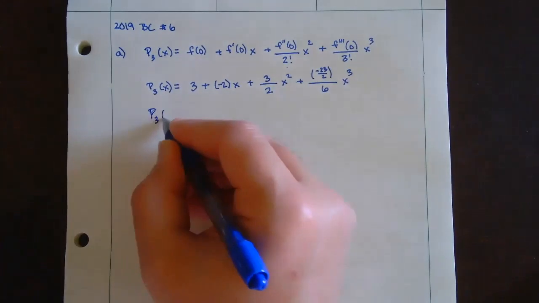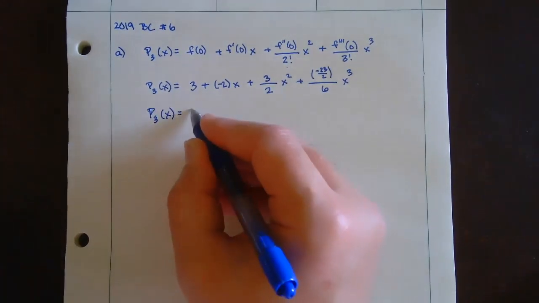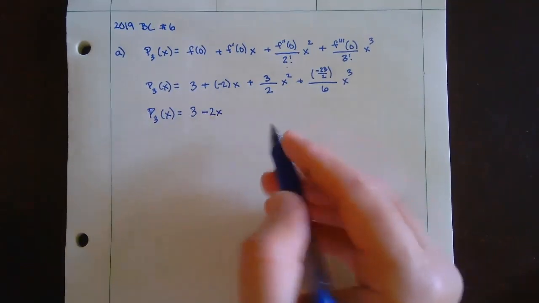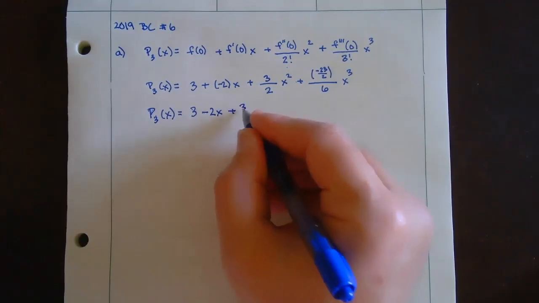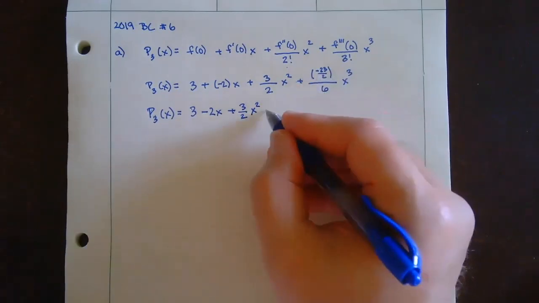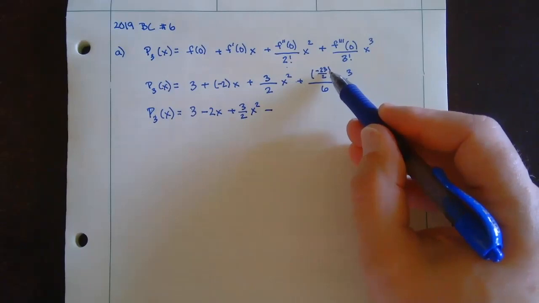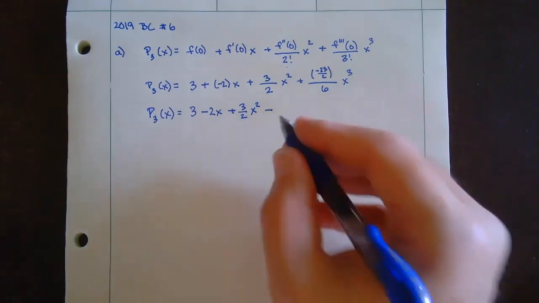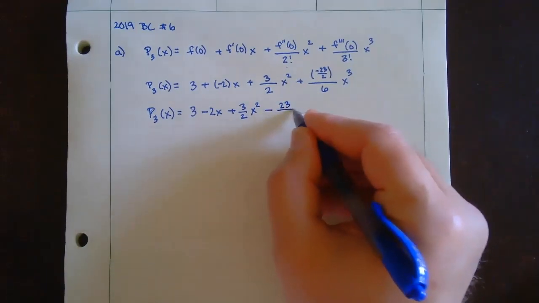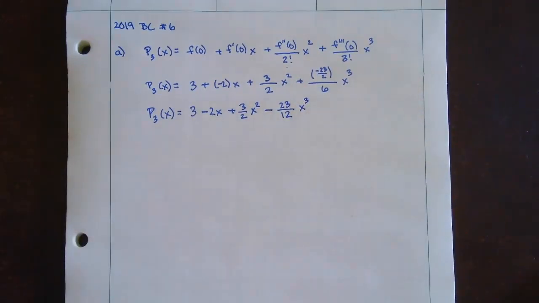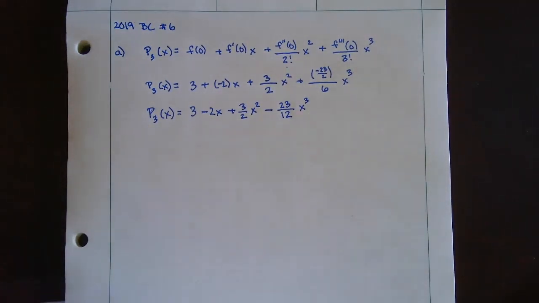So p sub 3 of x would equal 3, and then we'd write this as minus 2x, and then plus 3 halves x squared. Okay, and we're adding this negative, right? So it's really going to be minus, okay? And I would multiply the top and bottom by 2. On the top, the 2 would cancel. On the bottom, it'd become 12. So this becomes minus 23 over 12 x cubed. There's our third degree Taylor polynomial for f, okay? About x equals 0, okay? That's it for part A, okay?